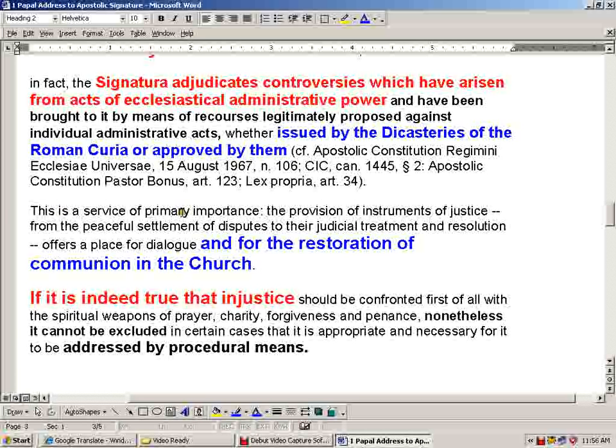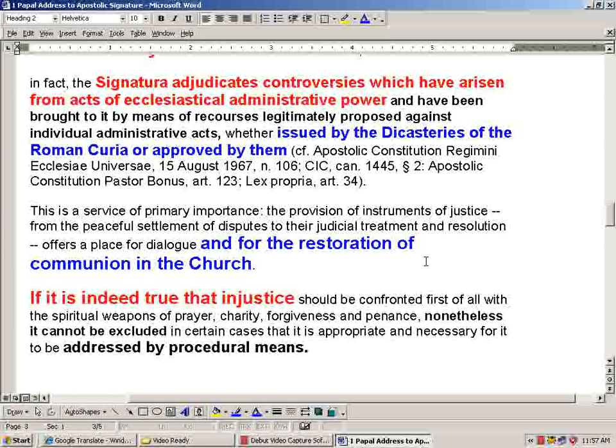This serves primary importance, the provision of the instruments of justice, from the peaceful settlement of disputes to their judicial treatment and resolution, offers a place of dialogue and the restoration of communion in the church. One of the things I think that's happened, because this is one of the three superior courts, the other one is the Sacred Penitentiary, which is like a confessional court. I think that somehow we've been excommunicated from the church because we signed a piece of paper or we did something, and it's been an excommunication. And that is supposed to be dealt with directly with the Pope through this sacred penitentiary.